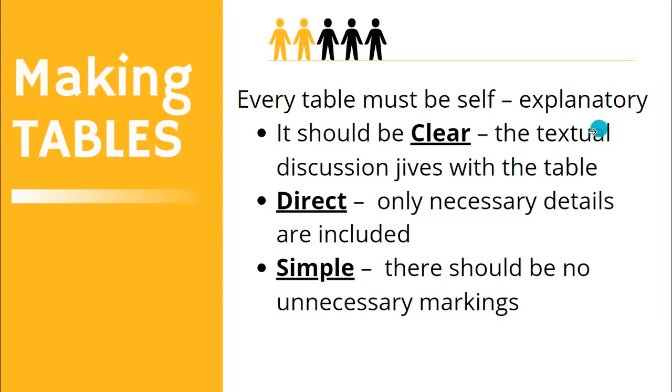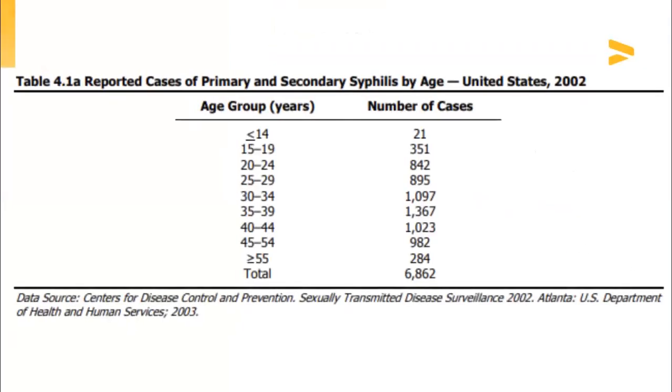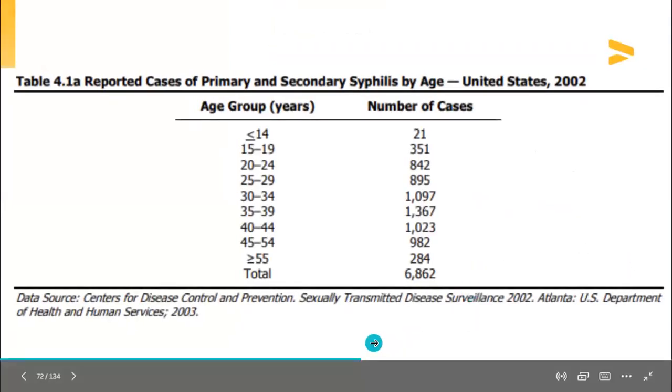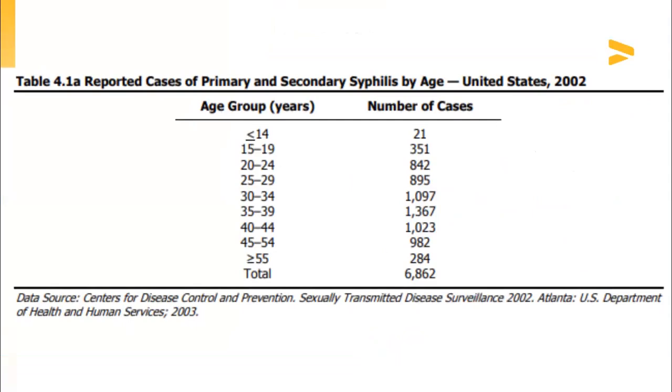Now, it is clear when the textual discussion jives with the table, direct when necessary details are included, only necessary details, and simple if there are no unnecessary data or markings. So, for example, your table must be self-explanatory. So let's identify if this table is self-explanatory.